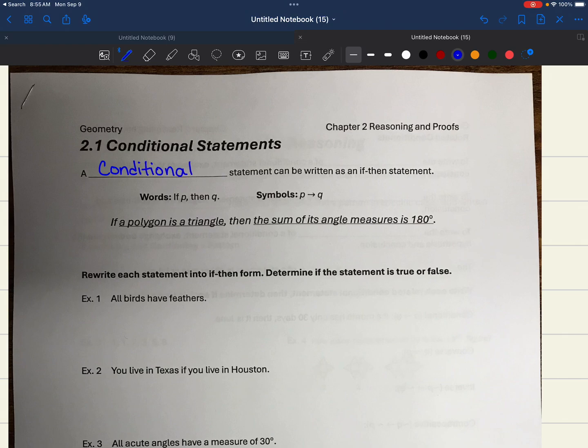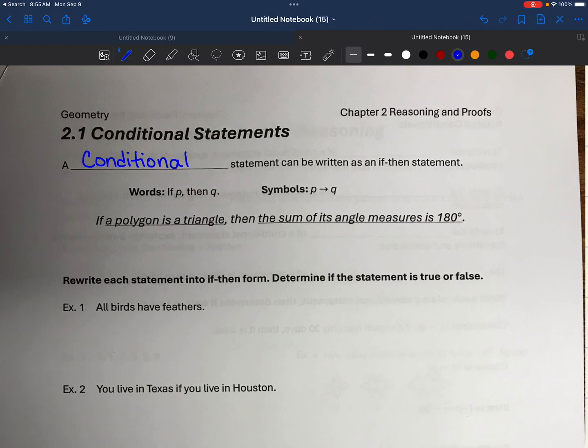So a conditional statement can be written as an if-then statement. If we write things with words, like shown here, we would say if P then Q, which these are just examples, so we'll talk about using some real things in a second. Symbols, we use an arrow, right? So if I'm going to draw something, if P, the arrow means then Q.